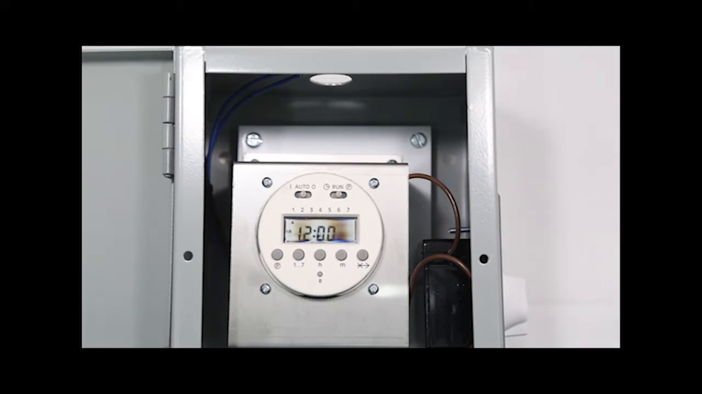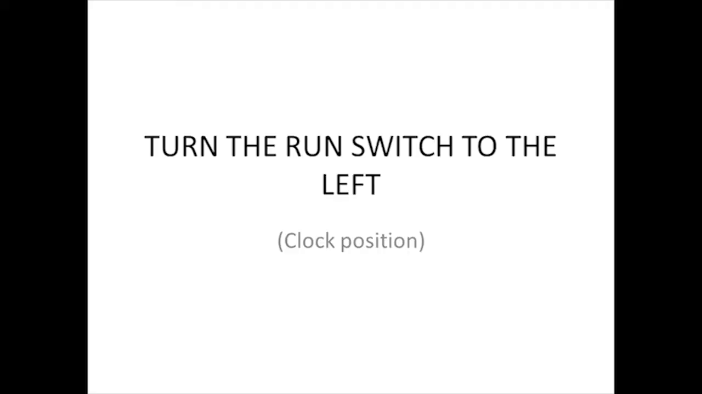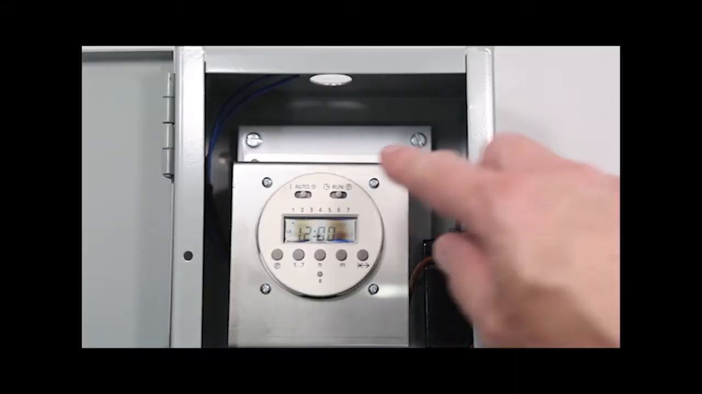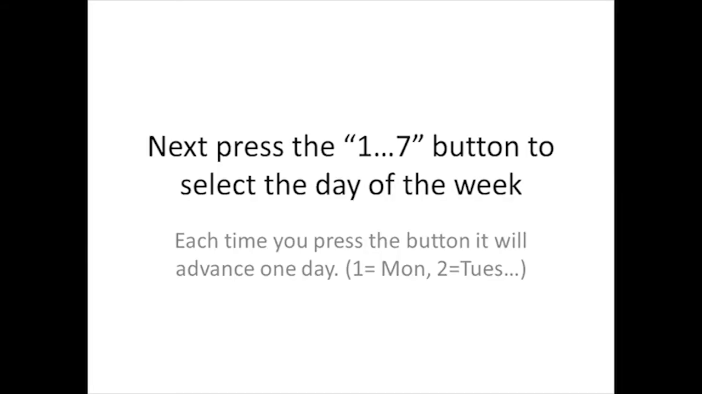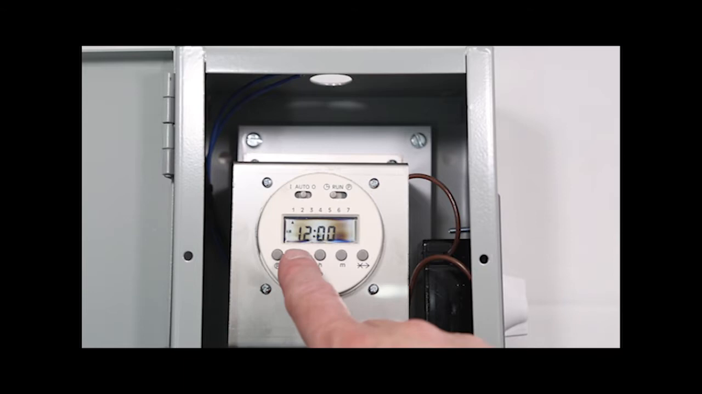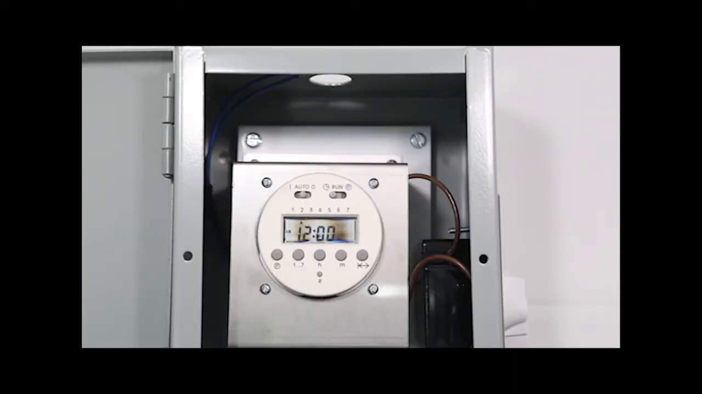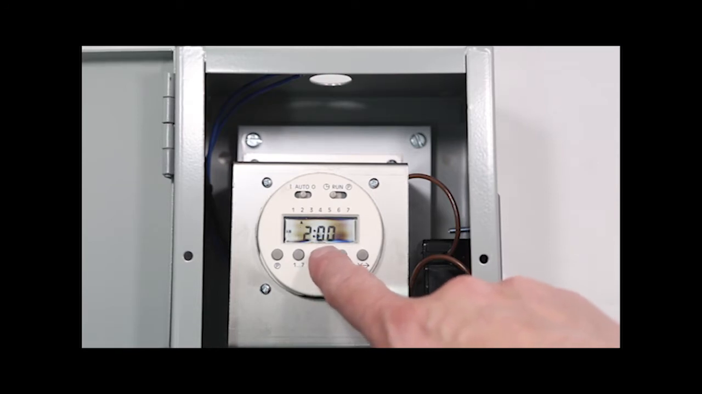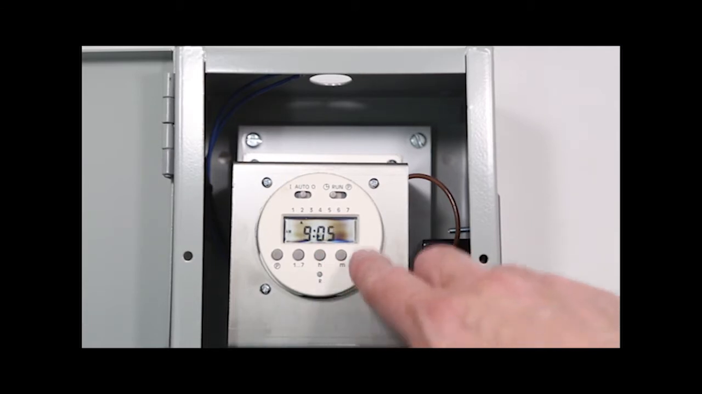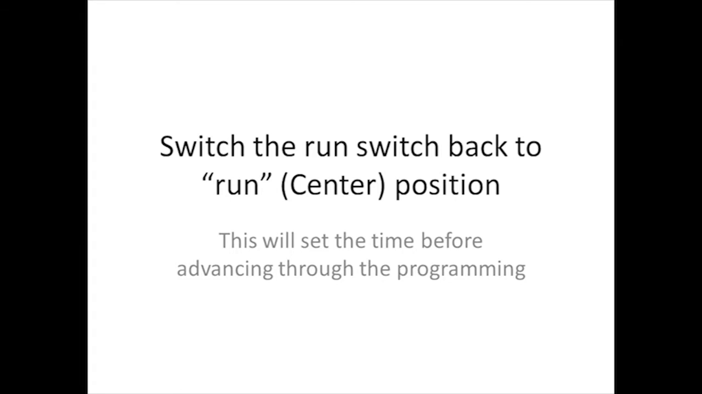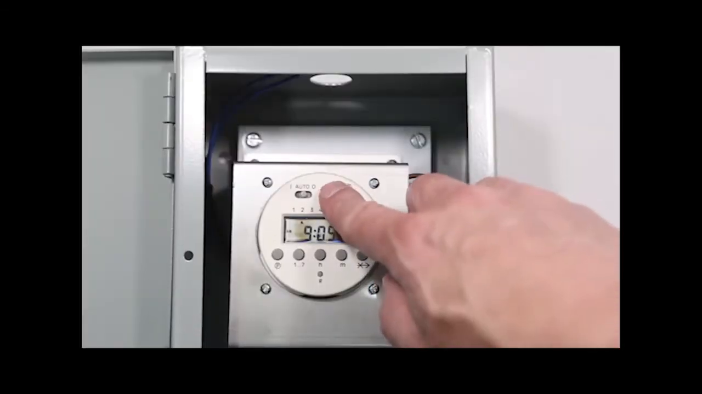To set the time of day, set the right switch, number 8, to the left position, which is the clock position. Then press the 1 to 7 day of the week button a number of times to select the current day of the week. Press once for Monday, twice for Tuesday, etc. Once the correct day of the week is selected, use the hour and minute buttons to select the correct time of day. Now move the switch number 8, run, or the center position, to activate the timer.